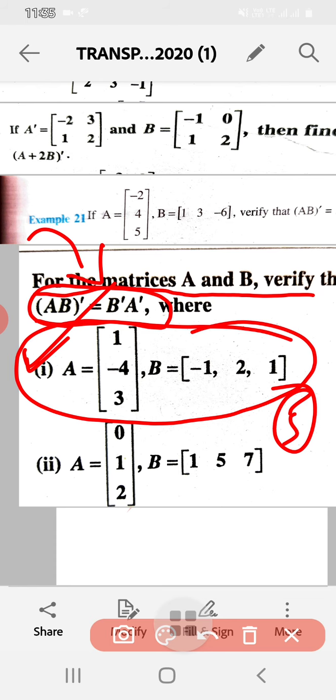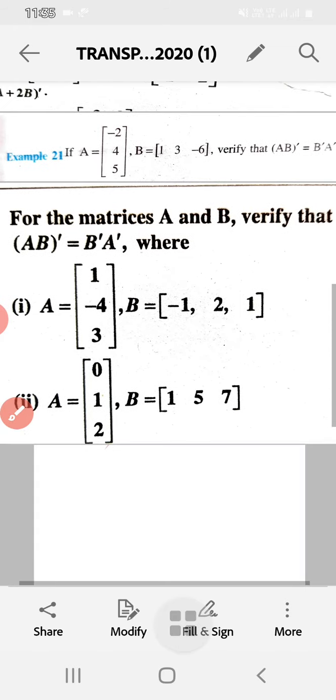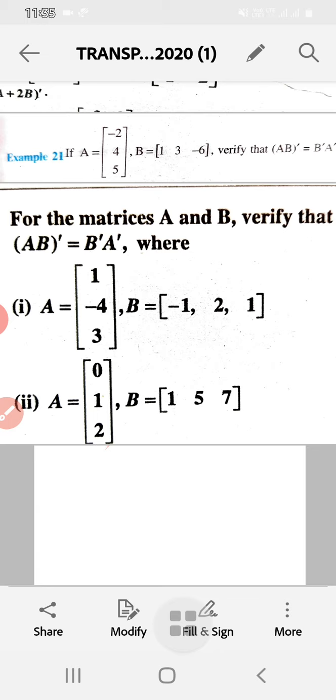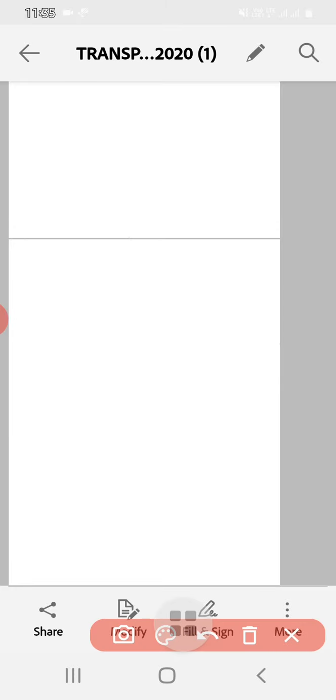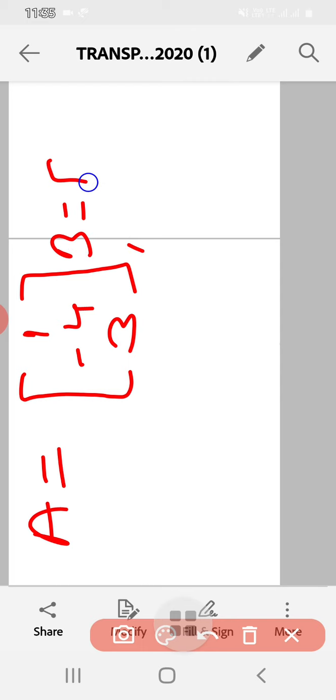Now I am going to consider this first case here. For the matrices A and B, verify that (AB)' is equal to B'A'. Okay, let us consider that. So what is given here? The given matrices are A is equal to [1, -4, 3] and B equals [-1, 2, 1]. Then we have to verify (AB)' is equal to B'A'.